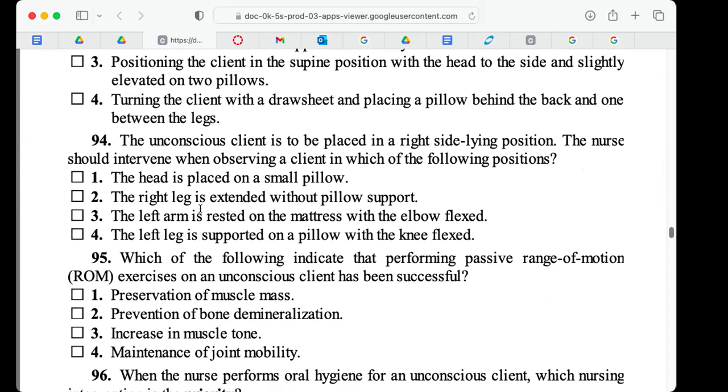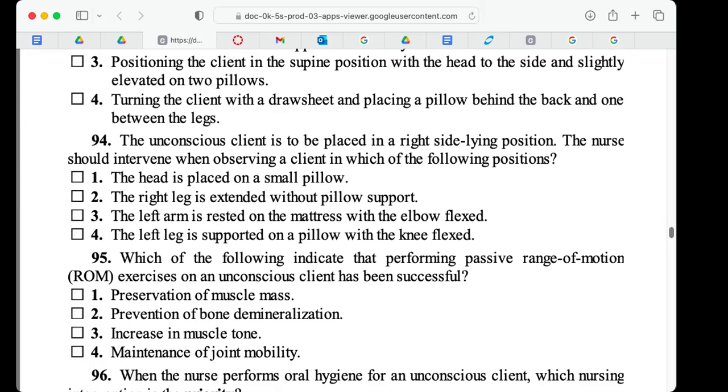94. The unconscious client is to be placed in a right side lying position. The nurse should intervene when observing a client in which of the following positions? This is a weird question. I don't know. I'm leaning towards 4, but I don't know if it makes sense.